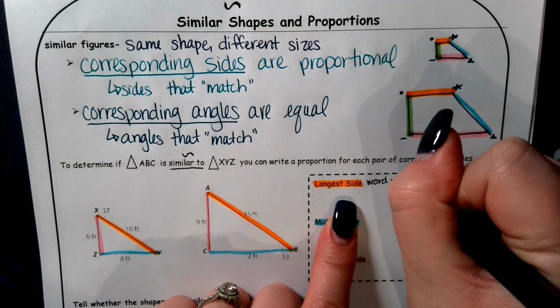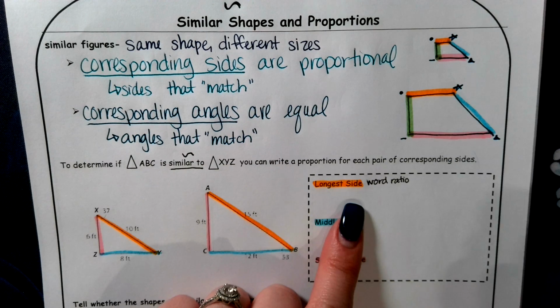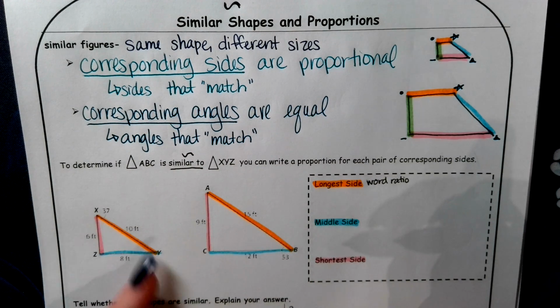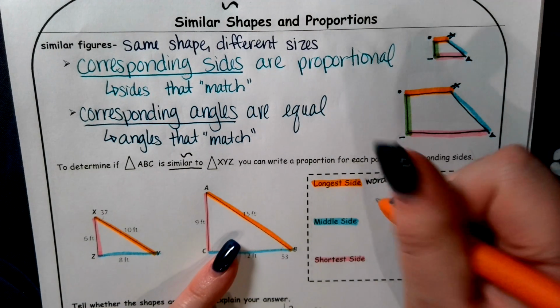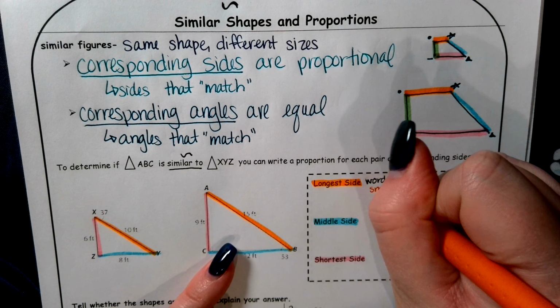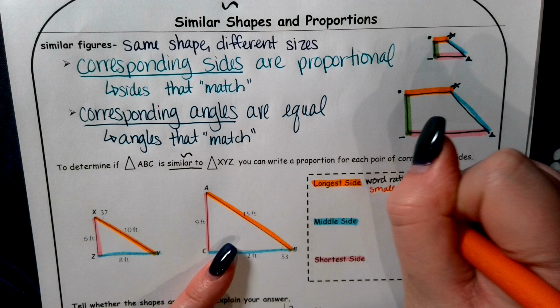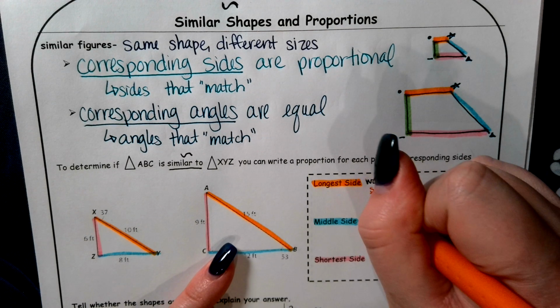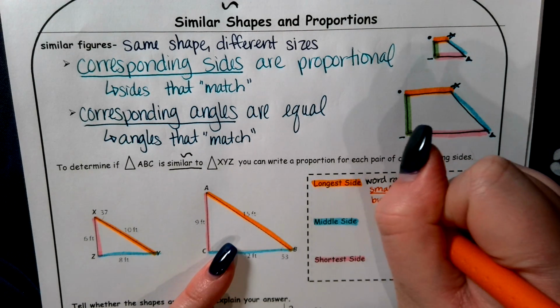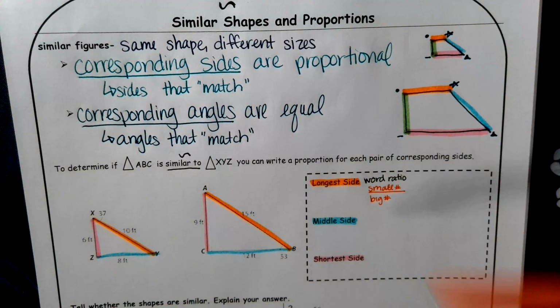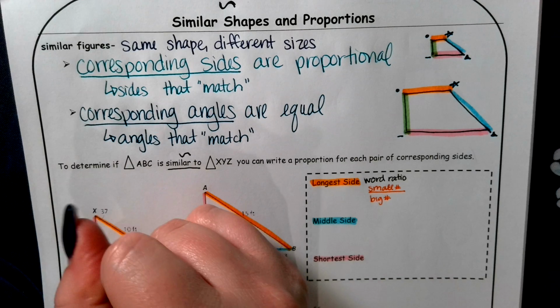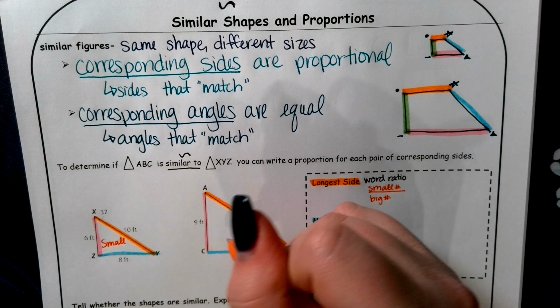We've talked about these before. Here, what I'm comparing is a smaller shape and a bigger shape. So for my word ratio, I'm going to put my small number on top, and I'm going to put my big number on bottom. When I say small number and big number, I'm talking about the shapes. This is my small shape, and this is my big shape.